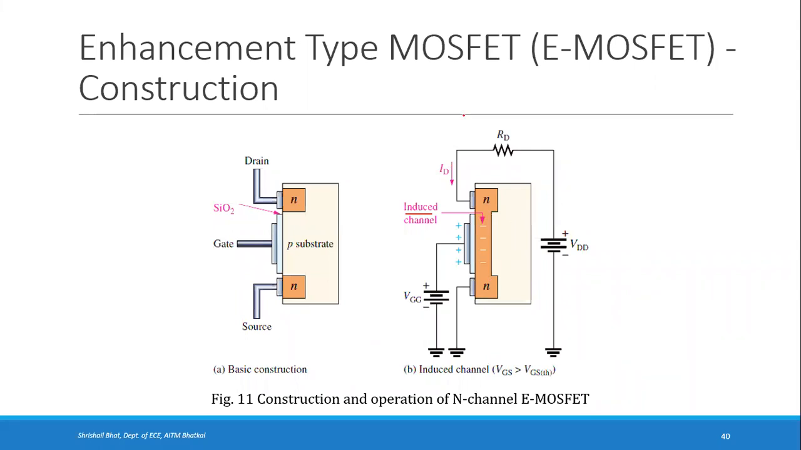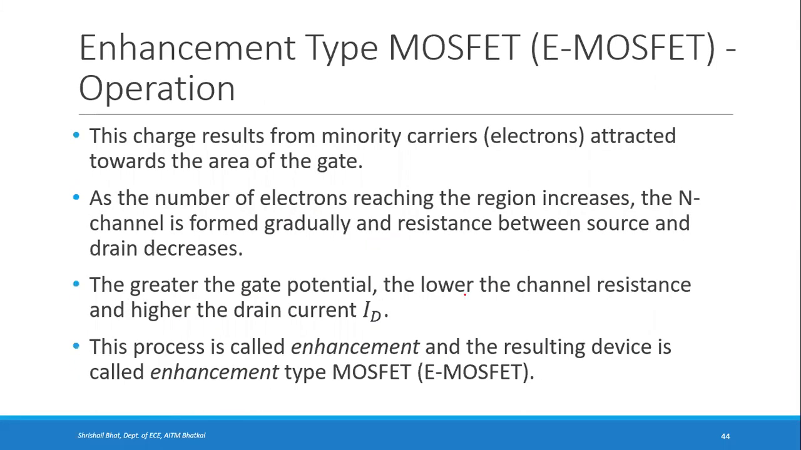That current is the drain current, the current which enters through the drain of the MOSFET. This process is called enhancement. Okay, it is called enhancement because you are enhancing the channel. The channel was not there, and you are enhancing it. The number of carriers are enhanced.